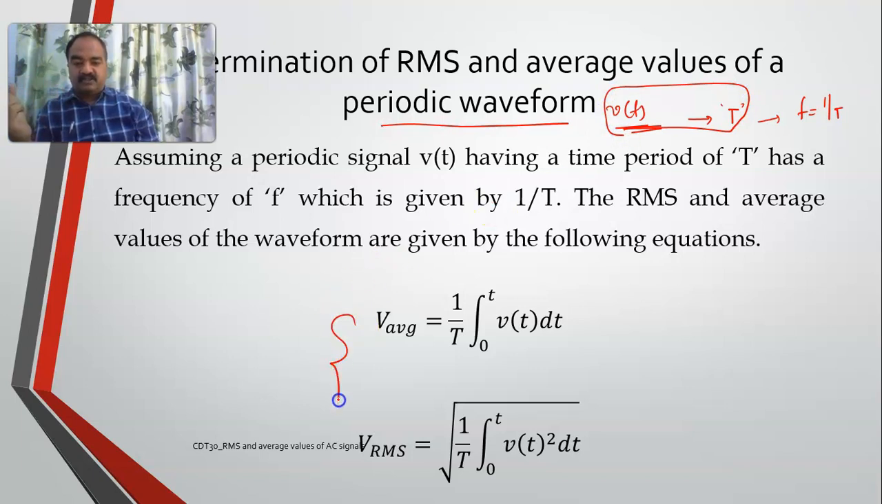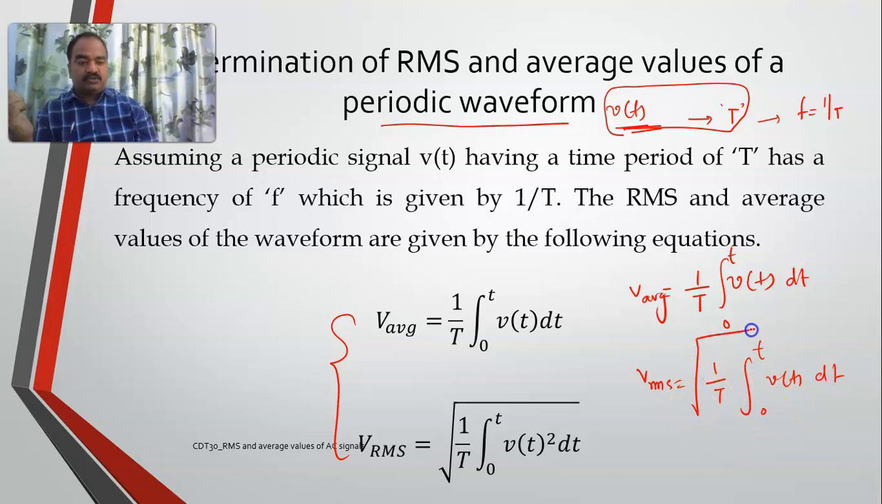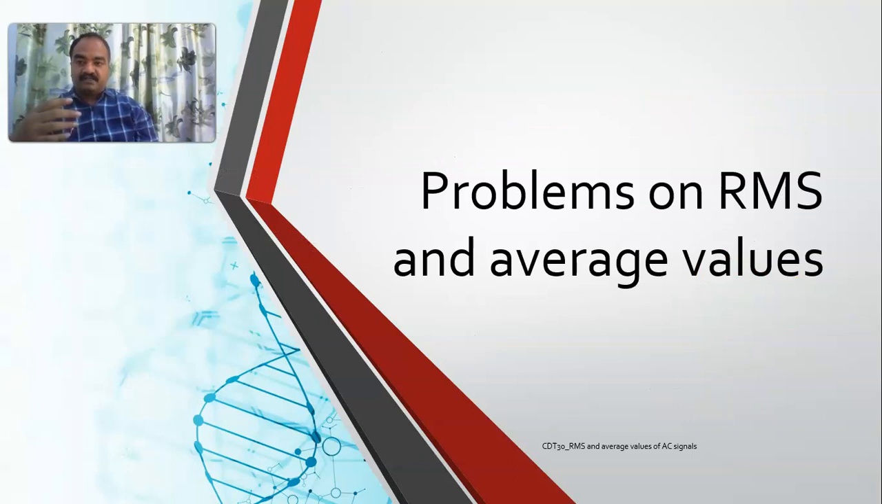Try to remember the two definitions, the two equations. Once again I am writing, if you do have a signal, you integrate it over the conducting time and take the time integral. This gives you the average value. If you want the RMS value, you take the same equation, and additionally what you are supposed to do is take the root of the mean of the square. Understood? This is the way you determine the average value and RMS value of a signal. Hope you have understood this concept.